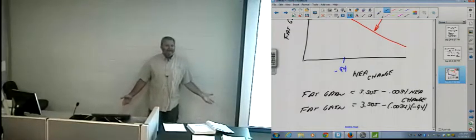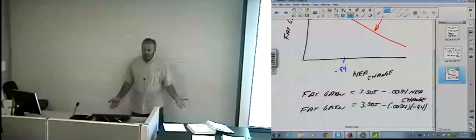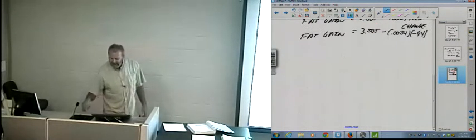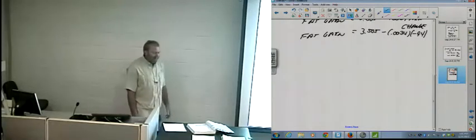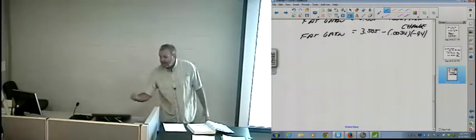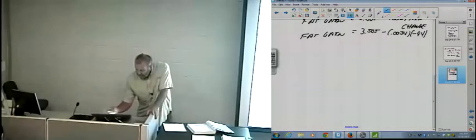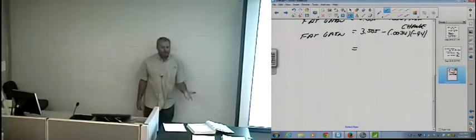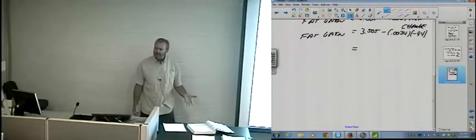So, anybody got a calculator here? I need to know what this number is. You're going to take 3.505 times 0.0034 times 94. The two negatives are going to make that positive. So that fat gain turns out to be predicted by your least squares regression line. This regression line to be, what do I get?